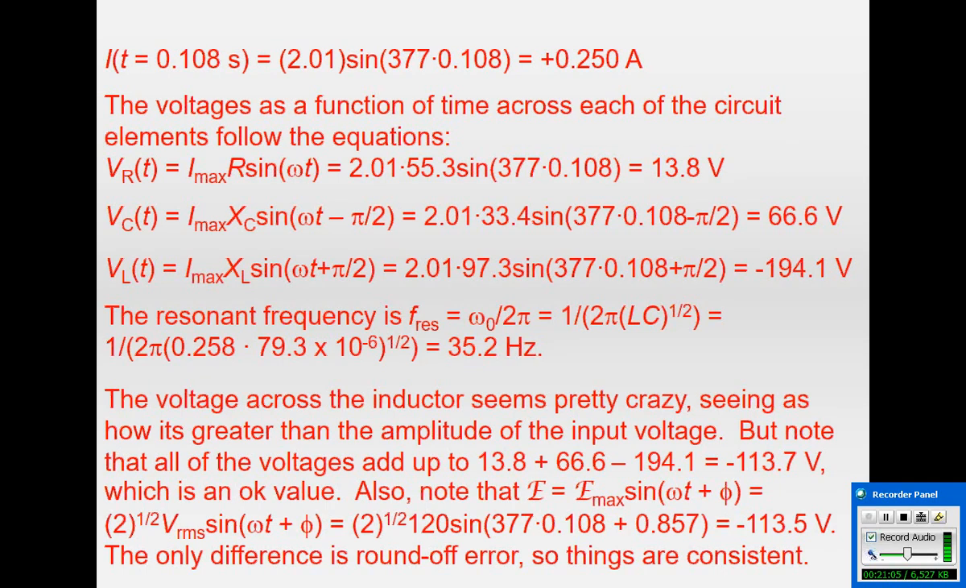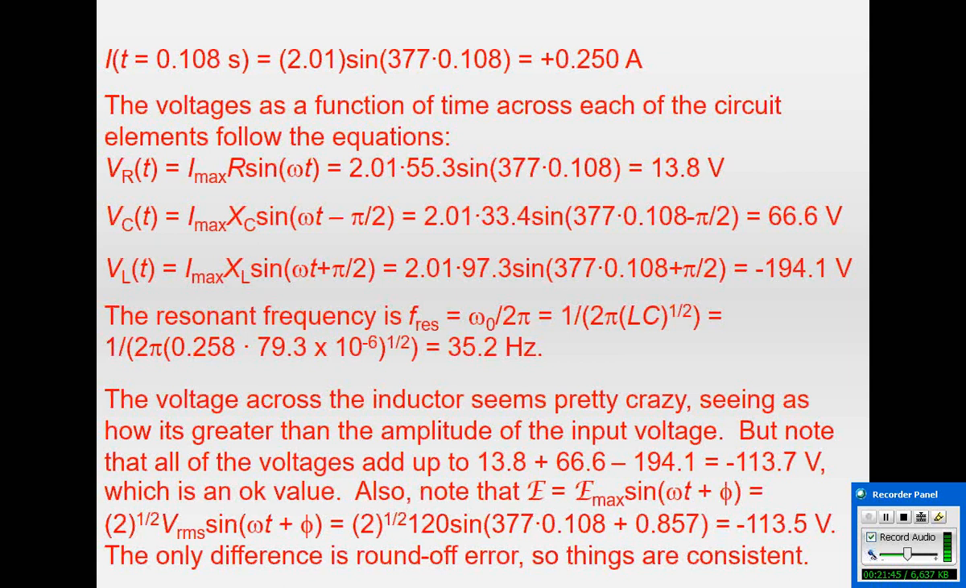That's all the question asked for, but do these numbers make sense? Staring at that voltage across the inductor, negative 194.1 volts, that's greater than the voltage supplied by the source. The voltage supplied by the source, 120 RMS, the maximum voltage is 169 volts, and yet somehow we're getting 194 volts out of this situation for the voltage across the inductor. Is that possible? Well, we agree with Kirchhoff's loop rule.